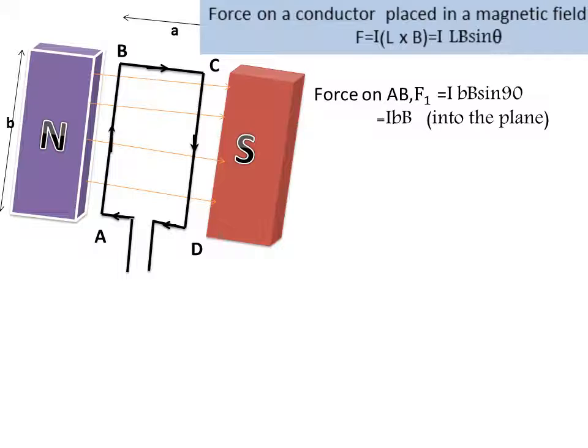For theta, the direction of AB is upwards in the direction of current, and the magnetic field is from north to south. So theta is 90, sin 90 is 1. So F1 is equal to I small b into capital B.